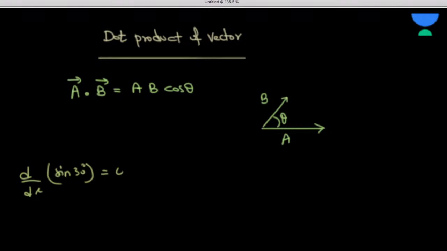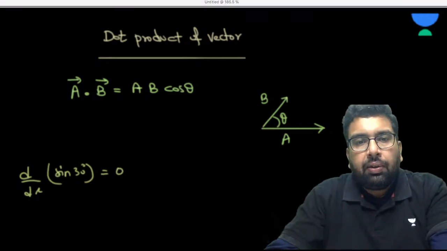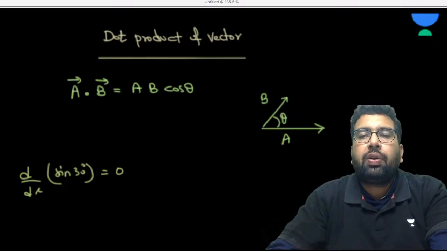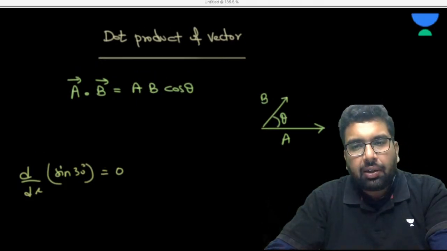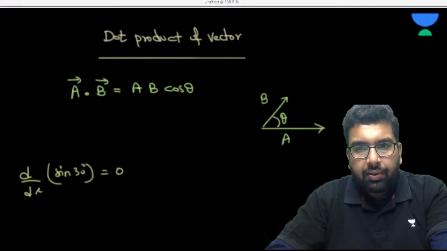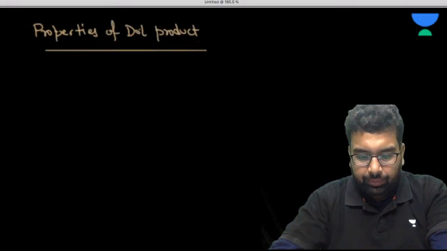So the answer is 0. What is the doubt in this? Whenever you differentiate any constant, it is 0. Whether you differentiate sine 30, cos 30, sine 90, anything, it is going to be 0. It is not going to become cos 30. Understood, beta?